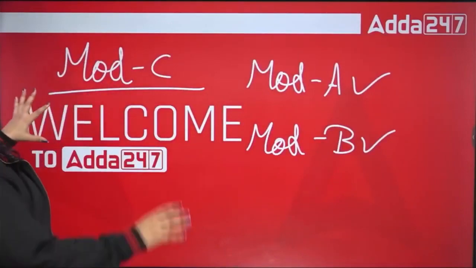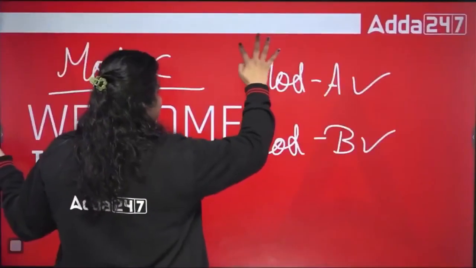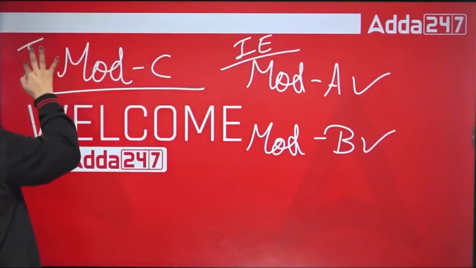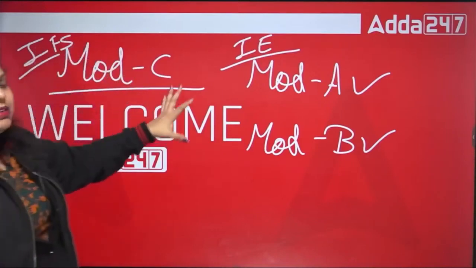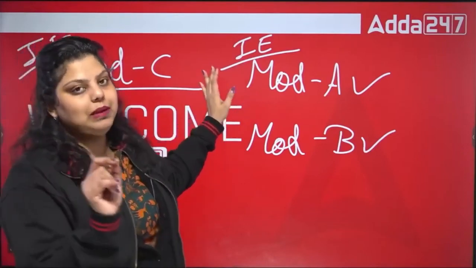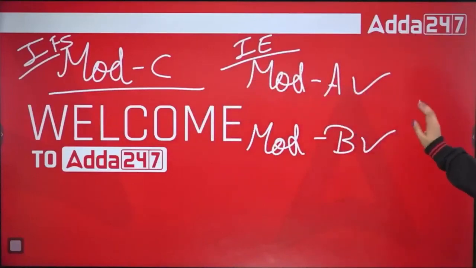So yes, before starting module C, I would say to all of you, module A and B is a part of your Indian economy, and module C and D is part of your Indian financial system. So if you haven't seen these two module sessions, do make sure you check the playlist on the Office Adda 24/7 YouTube channel. You will find the playlist there and you can check the recording of these two modules.